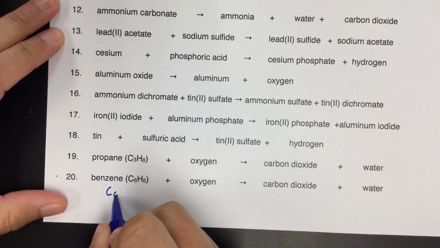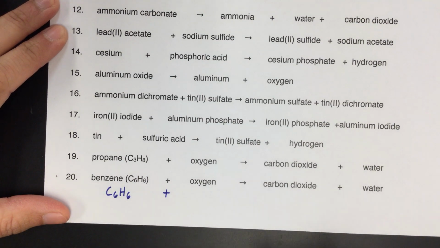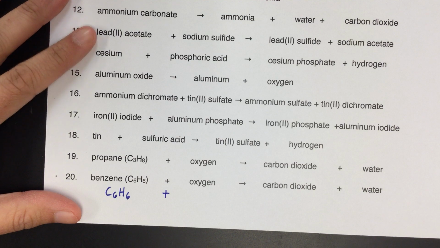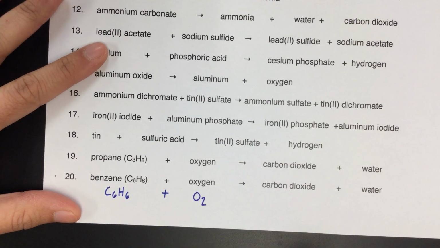So we've got C6H6, which gives you the formula for benzene. Oxygen is a special one. Oxygen is diatomic. So don't forget, it is O2, not just O.